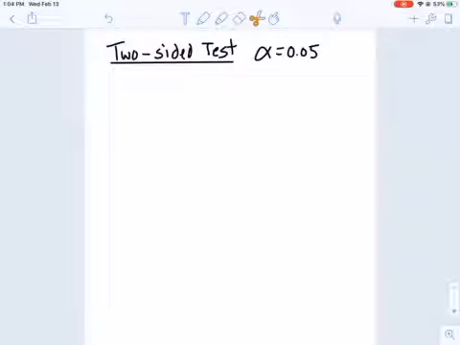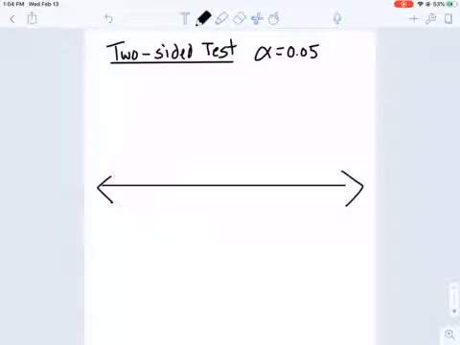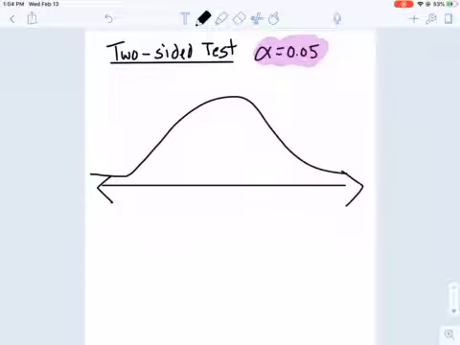I've had some questions about two-sided hypothesis tests, so I wanted to take a moment to clarify some of these questions. All right, so you notice I wrote two-sided test. I gave us a significance level of 5%. So essentially what that means is we are basing our null on a parameter that we assume to be happening. We assume to see this parameter.